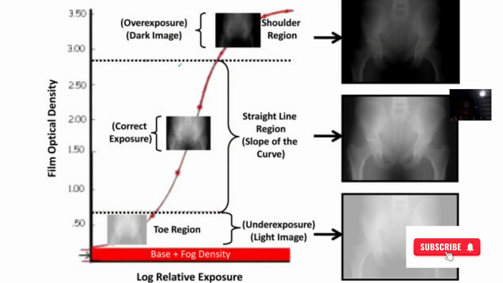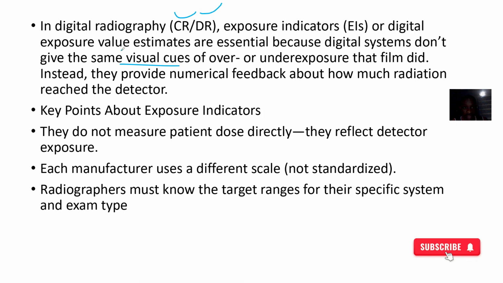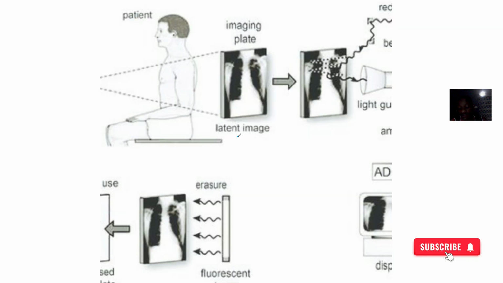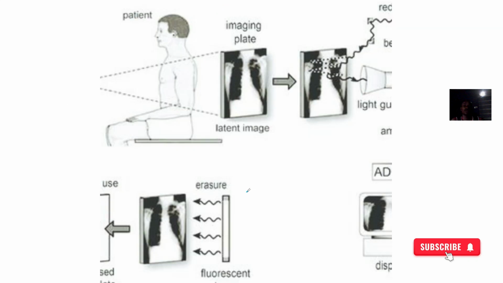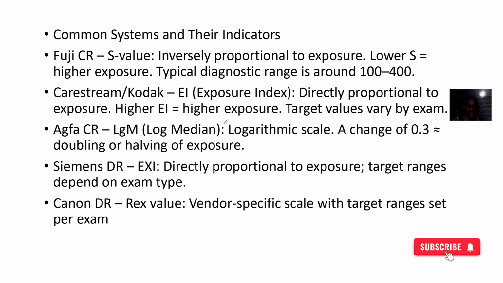So what are the key points about the exposure indicators? They do not measure the patient dose directly. They just reflect what got to the detector. Each manufacturer uses a different scale, and radiographers must know the target range for any specific system, and also the type of imaging they want. So, common systems and their indicators.